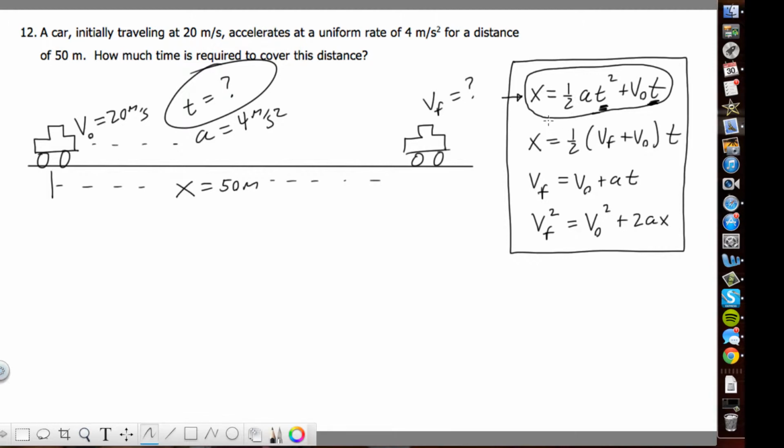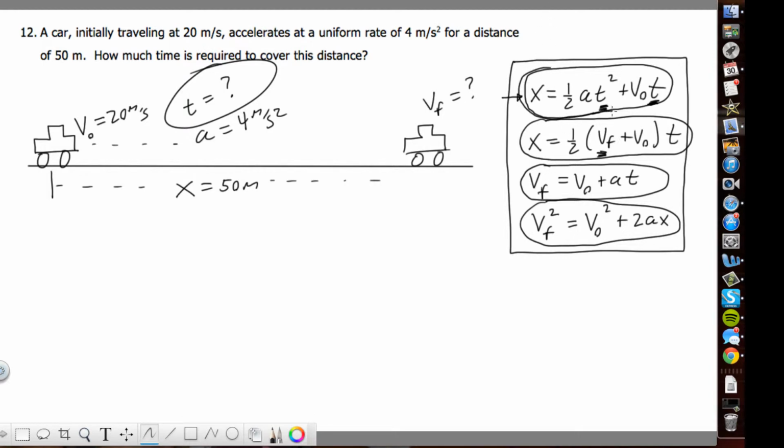So let's keep looking. Could we use this equation? Nope, because what are we missing? V final. We don't have V final. Okay, could we use this equation? Nope, because we don't have V final. And then this one doesn't even have time in it. So look, if you want to avoid the quadratic, does everybody see what I mean by the quadratic? You got t squared and t. So if you want to avoid the quadratic, what you could do is first find V final, then find time. Does that make sense? So how do you find V final?